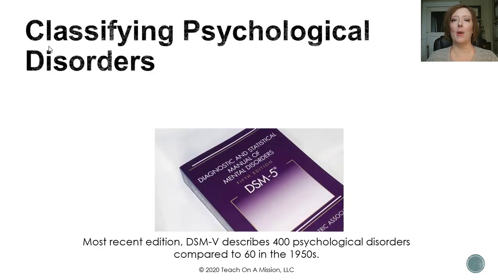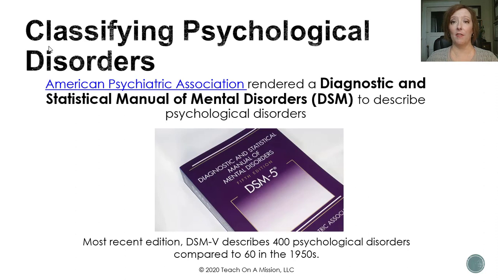All right, so let's talk about how we actually classify psychological disorders. We do use the DSM-5 at this point, and this is published by the American Psychiatric Association, and it was created to describe psychological disorders. The most recent edition, the DSM-5, which you see a picture of here, describes 400 psychological disorders compared to only 60 back in the 1950s.